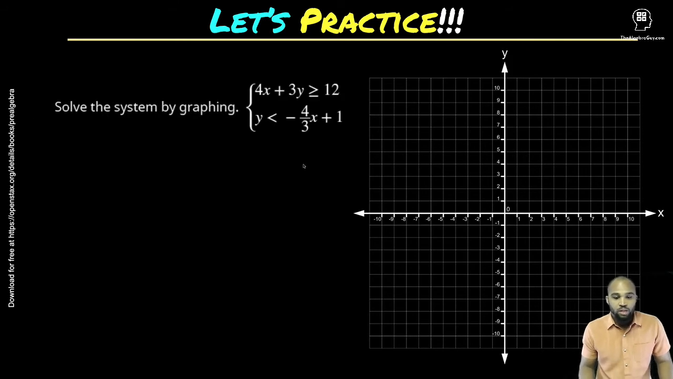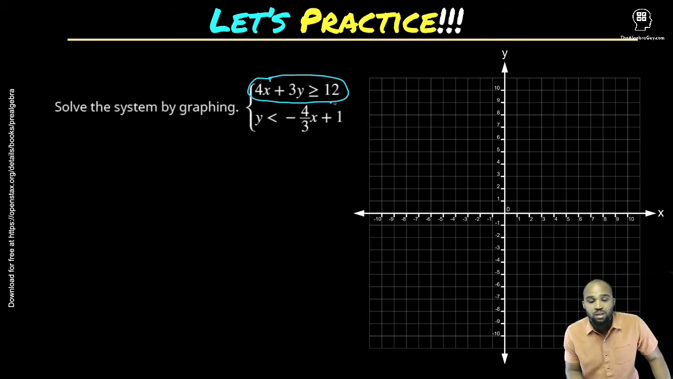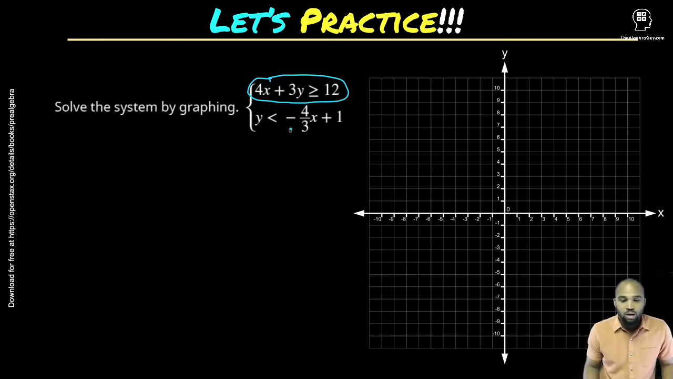All right, let's solve this one. Again, we're going to put both in. We don't have to. We can actually use the intercepts to find this one. I like to use slope intercept because it's easy to see which side we need to shade. So I'm going to go ahead and put this in slope intercept form for that purpose.